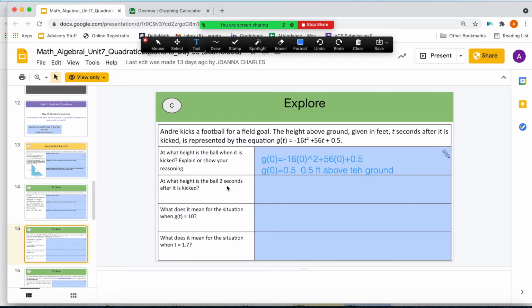At what height is the ball 2 seconds after it is kicked? Well, ask yourself, 2 seconds. What am I going to do? 2 seconds represents what, the g of t or the t? Time, t equals 2. So now I'm going to find g of 2. You'll substitute it in again, and then you'll do the math. And you should find that g of 2 equals, you could pause at any point in the video to do it on your own, 48.5. So it is 48.5 feet above the ground.